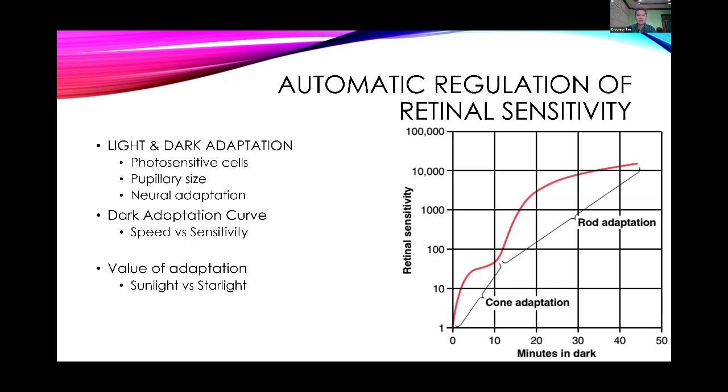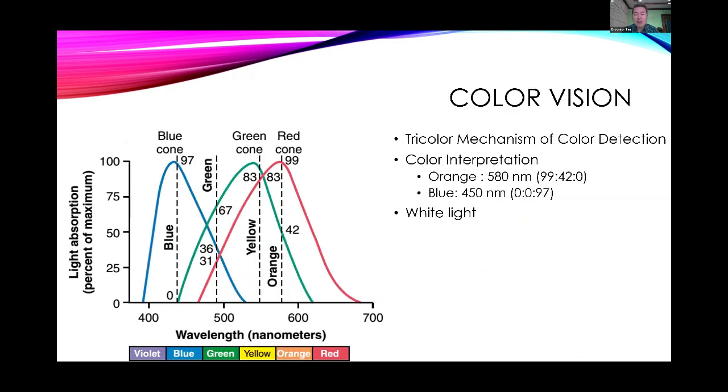I hope you follow. Now, the color vision, the reason why you can interpret colors, is because we only have three cones. We have the red, green, and the blue. We do not have magenta, you do not have fuchsia, you do not have orange. However, how can we determine color interpretation?